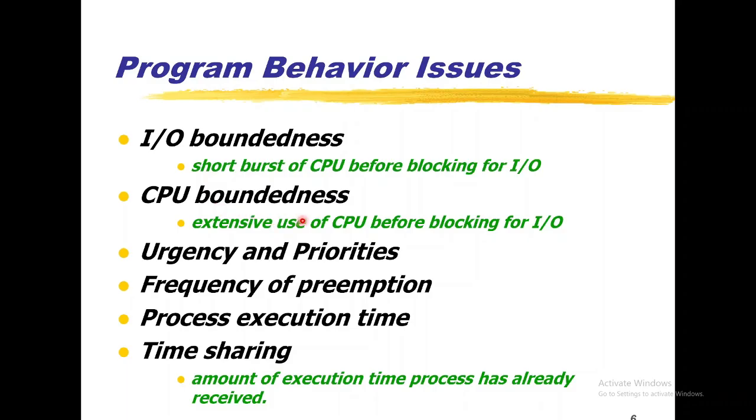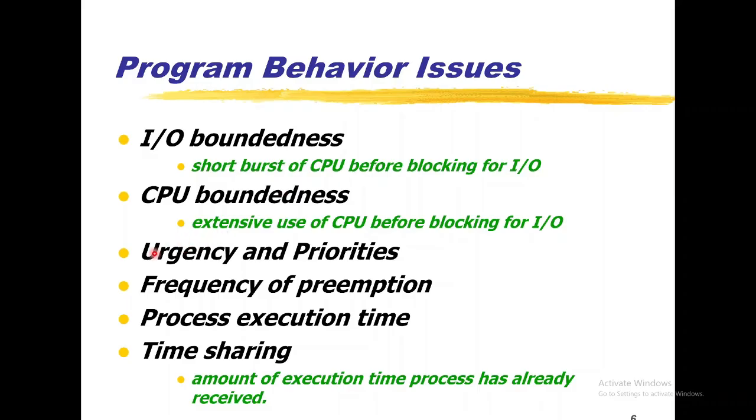A CPU-bound process has extensive use of CPU before blocking for I/O. It spends more time doing CPU work. It needs the microprocessor for longer periods.